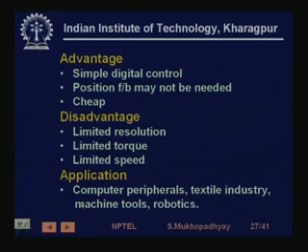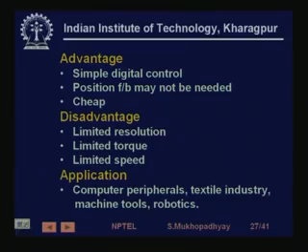So the advantages are that you have simple feedback control, position feedback may or may not be needed, you can even do without it, and it is cheap. This is the biggest advantage. And the disadvantage is that you have steps, you have limited resolution, you have limited torque, you have limited speed. So, these are its limitations. Typically these are used in applications such as computer peripherals, let us say the textile industry, where high resolution of motion is not required and the loads are not high. So, torque is lower. Similarly, some small rating machine tools, small robots, etc., use step motors.